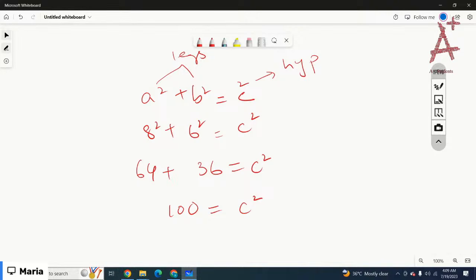You have to find the value of c, so just square root both sides. 100 is 10 square. The square and square root cancel out, so you are left with c equals 10. That means the length of the hypotenuse is c equals 10. Got it?